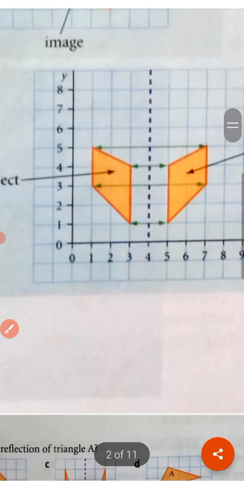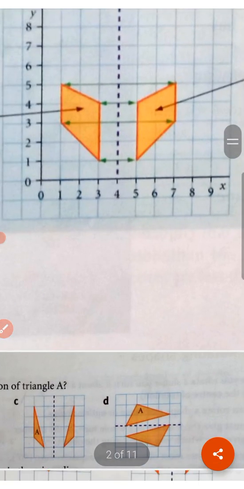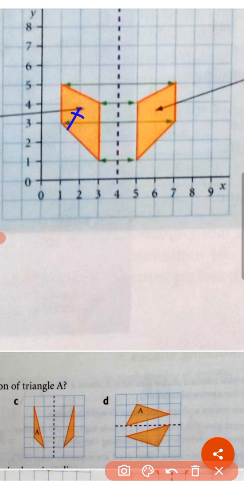Let me explain few examples, children. In this figure, this is the object. Okay, object. This is the mirror line. First you count the number of squares. Each square is equal to 1 centimeter. So from the mirror line to this corner 1 centimeter, that is 1 unit. 1, 2, 3. 3 units. And 1, 2, 3. 3 units.